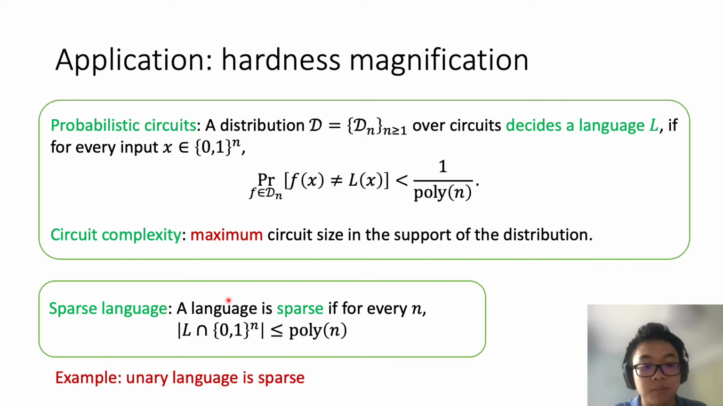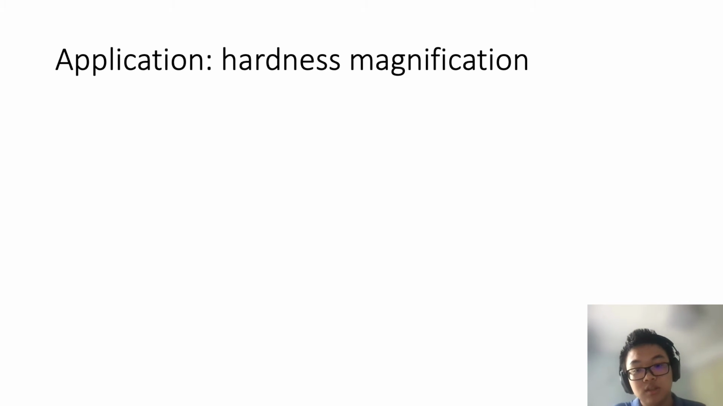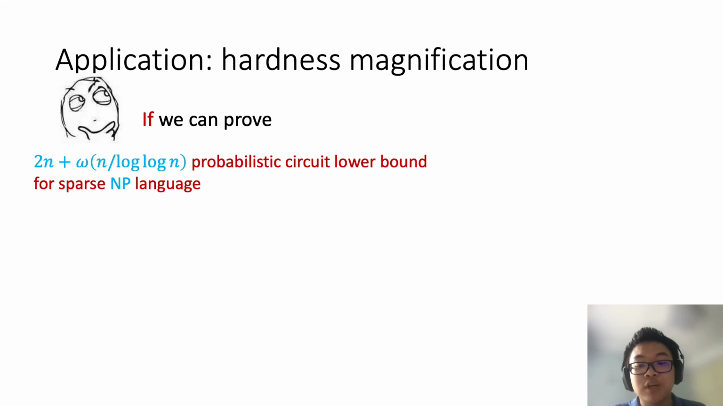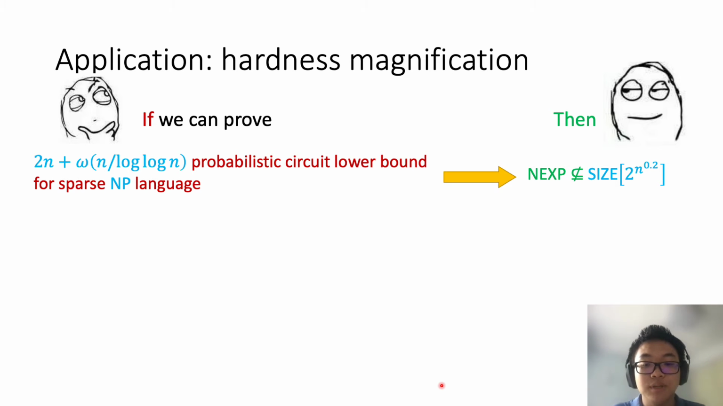Here's a trivial example. Any unary language is sparse since it has at most 1 yes instance for each input length. We are finally ready to state the results. We show that if we can prove a 2n plus little omega n over log n probabilistic circuit lower bound for sparse languages in NP, then we can prove a sub-exponential circuit lower bound for NEXP.